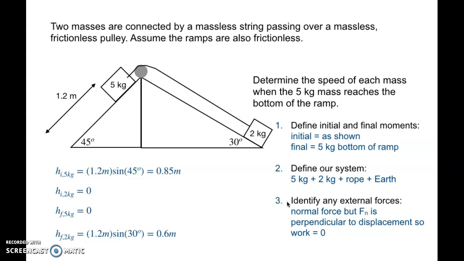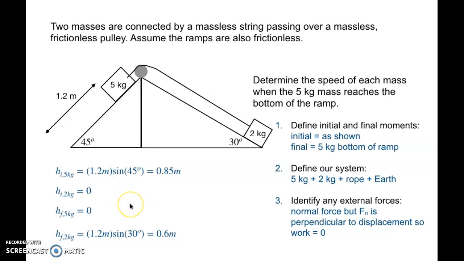Next, we want to identify any external forces. The normal force is an external force. So the ramp is exerting a normal force on the 2 kilogram box. This ramp is exerting a normal force on the 5 kilogram box. However, the normal force is perpendicular to the displacement. Normal force is perpendicular to the surface of the ramp. The boxes are moving along the ramp. So anytime the force and displacement are perpendicular, you get a work of 0. So even though the normal force is an external force in this problem, it does not do any work.